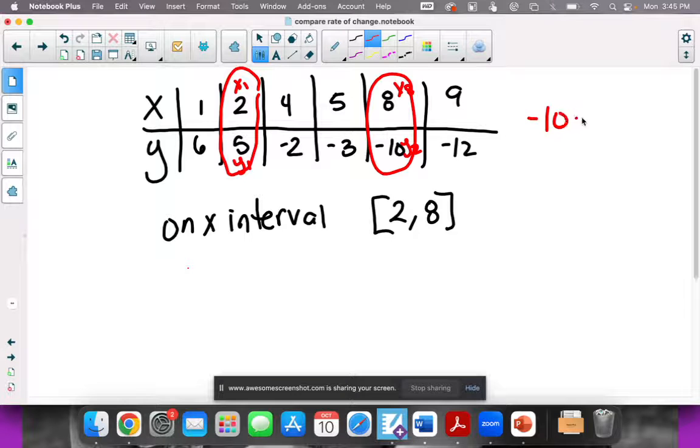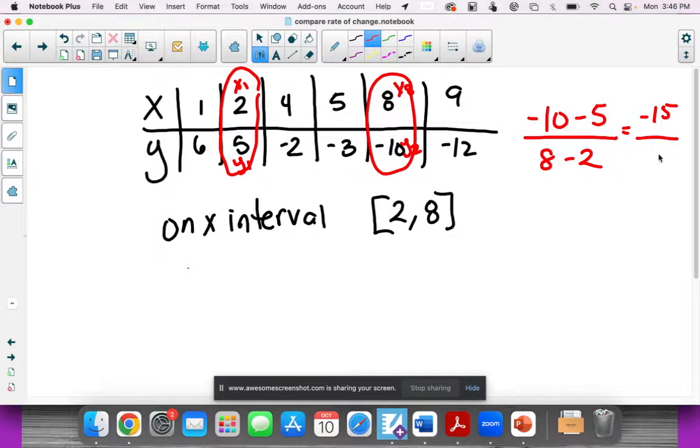So negative 10 minus 5 over 8 minus 2. So that would be negative 15 over 6. That can be reduced. We should try to simplify our fractions as much as possible. That should be negative 5 over 3. All right, and that is how that is going to work.